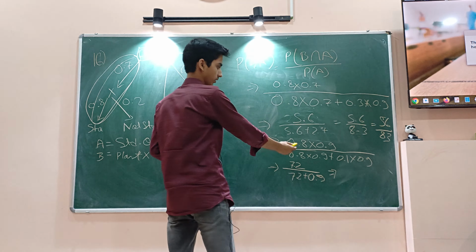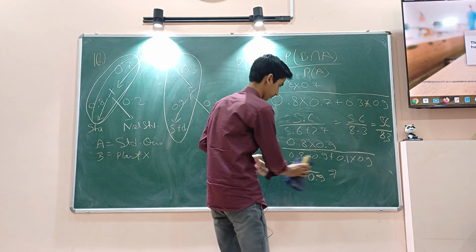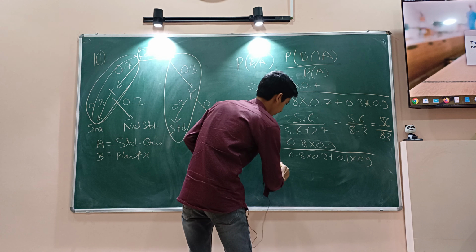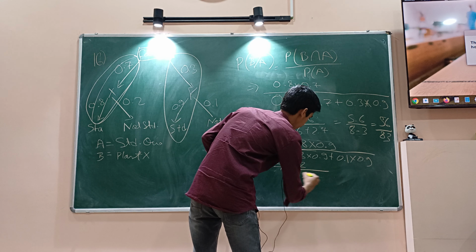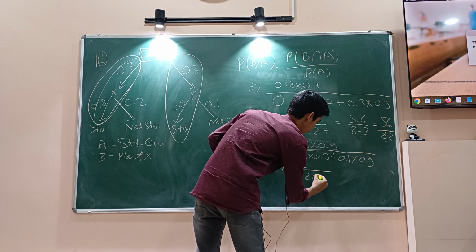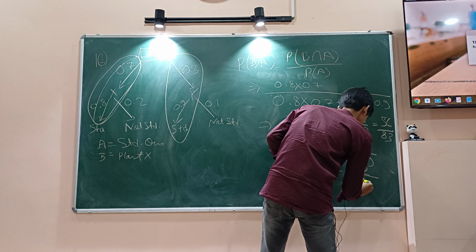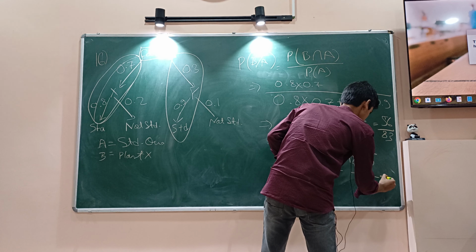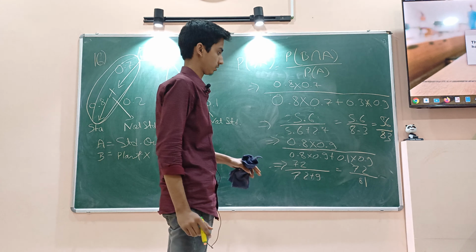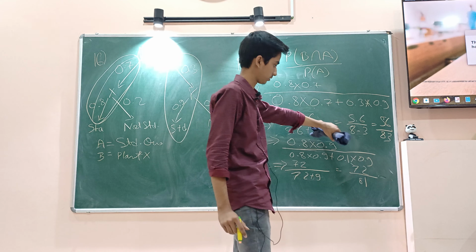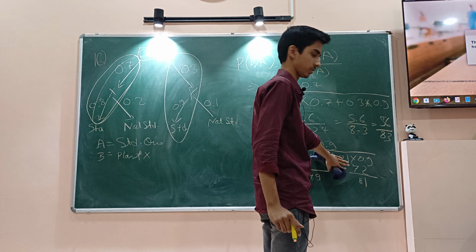0.8 into 0.7, that's 72 by 81. This one, this one is this one.